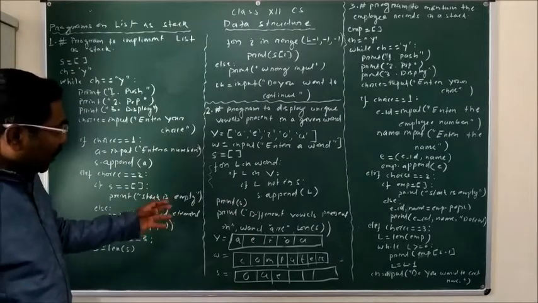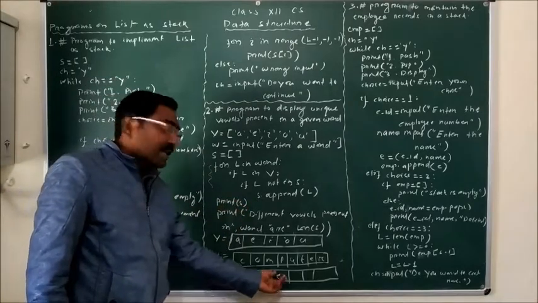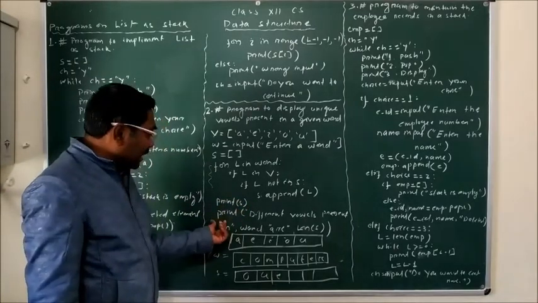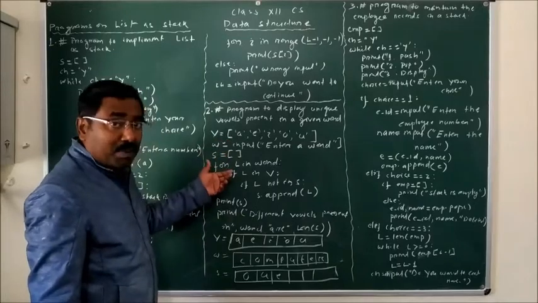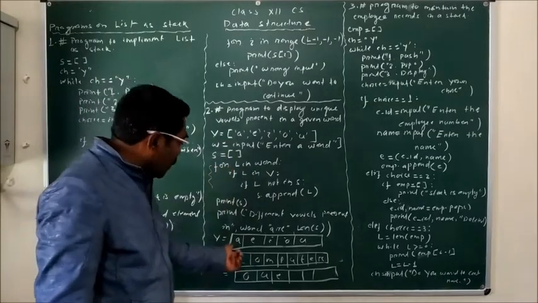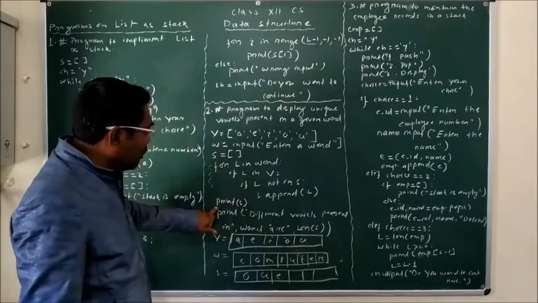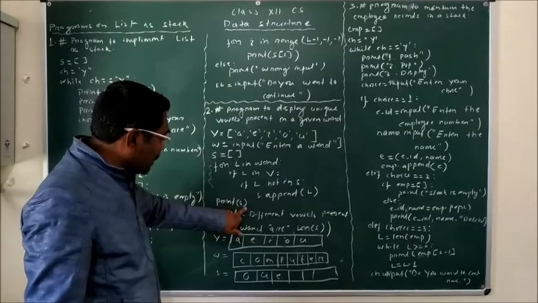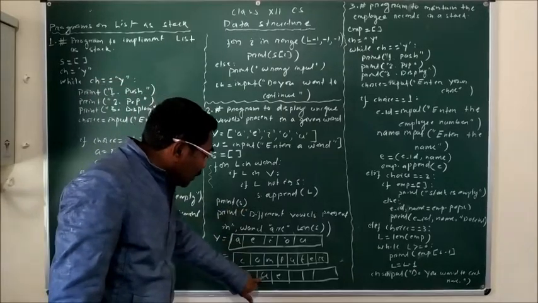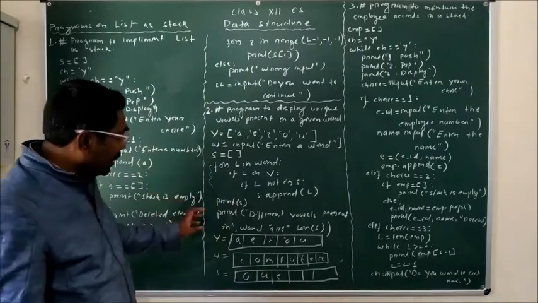Then in the same way we are displaying it, print S, so that O, U, E will be displayed. In the next statement, when this loop is completed, that means we have traversed from C to R. After the R, this statement will be executed, in which it will display the stack, that is O, U, E will be displayed. Then what happened?